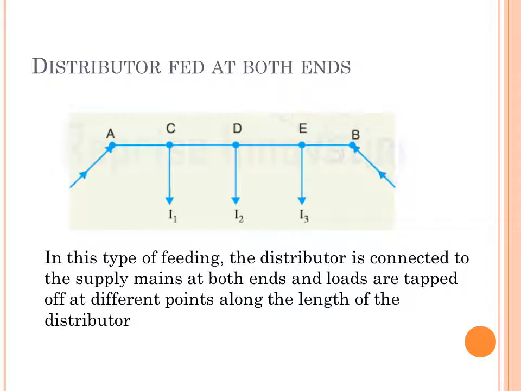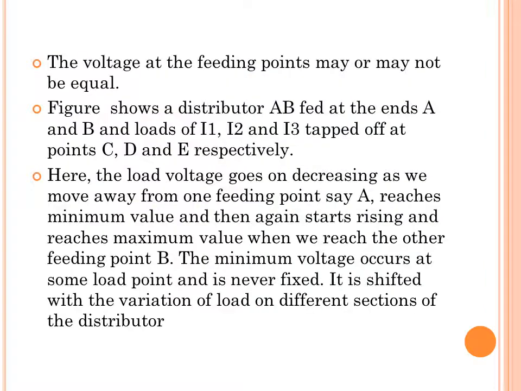Now we'll see the distributor fed at both ends. In this type of feeding, the distributor is connected to supply mains at both ends, and loads are tapped off at different points along the length of the distributor. So from both ends, A has an incoming source and B also has an incoming source, and loads are tapped at C, D, E. The voltage at the feeding points may or may not be equal. The figure shows a distributor AB fed at ends A and B, and loads I1, I2 and I3 tapped off at points C, D and E respectively.